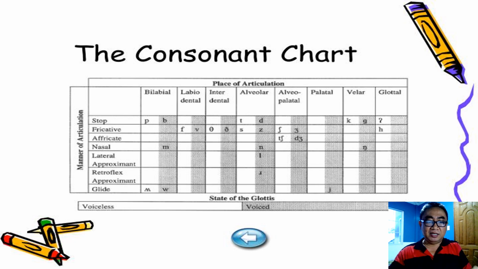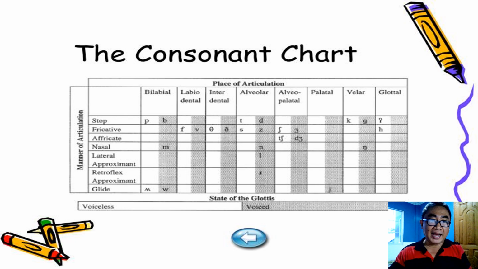What about the manner of articulation of the retroflex approximant? Retroflex approximant, its manner of articulation is approximant, which means it is produced by narrowing the vocal tract at the place of articulation, but not enough to produce a turbulent airstream.